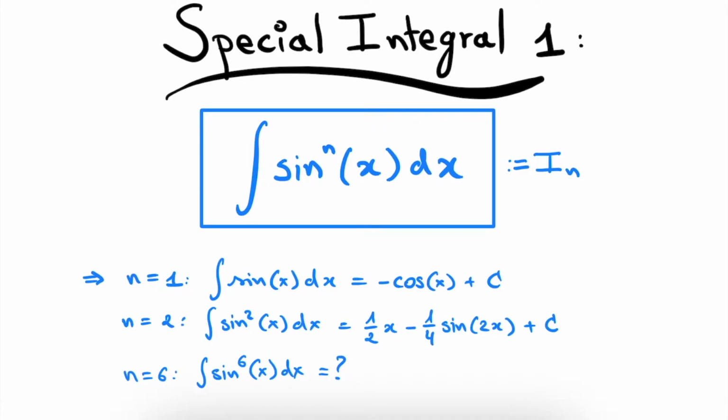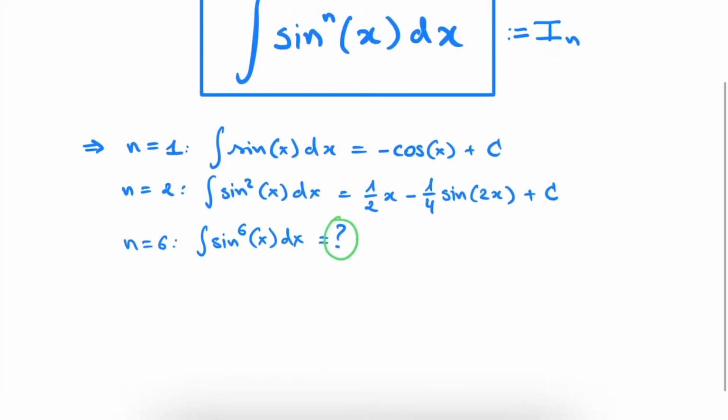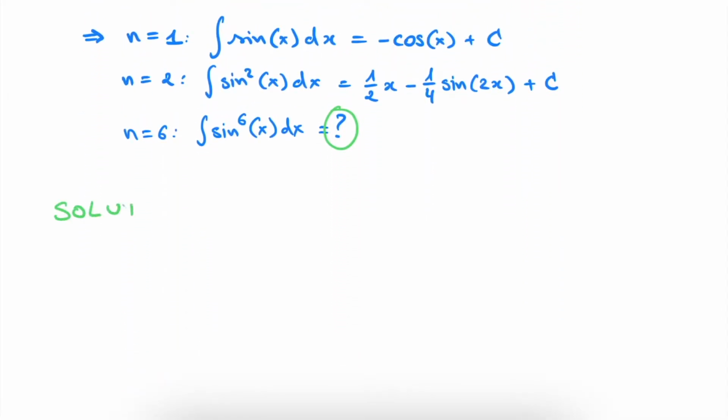Therefore, we will solve this integral step by step for a general n. And in the end, we will end up with a solution in which you can simply plug in your specific number n. So let's now get into the solution. Let's first, for good measure, rewrite the integral that we're trying to solve. So the integral of sine to the power of n of x dx.